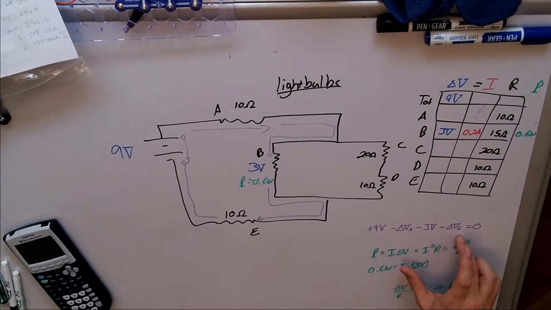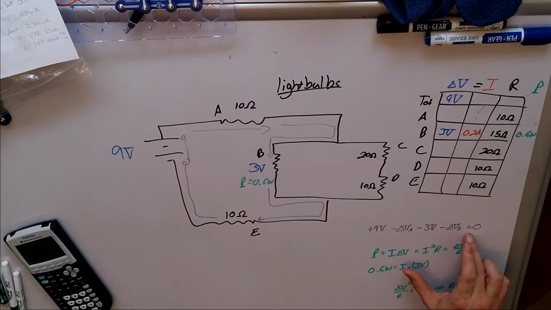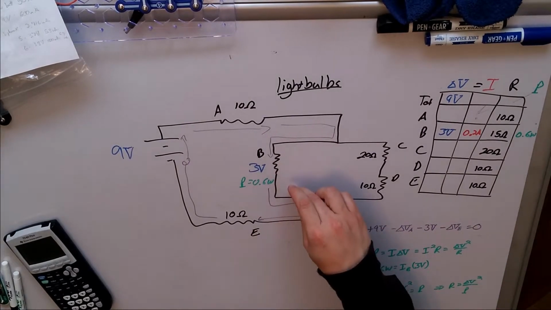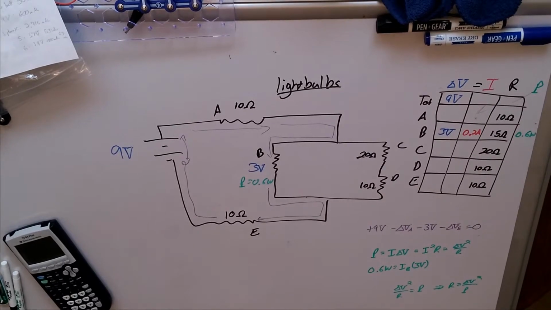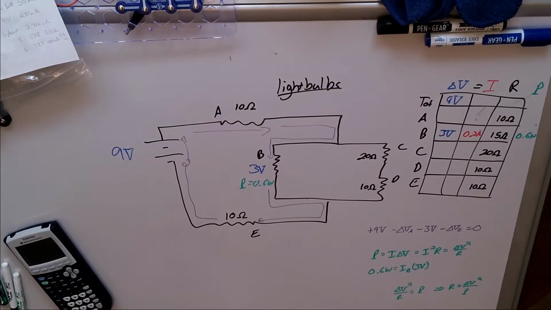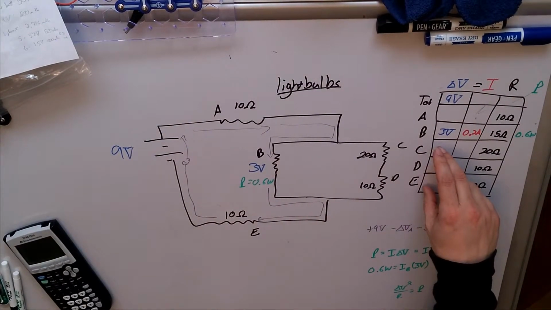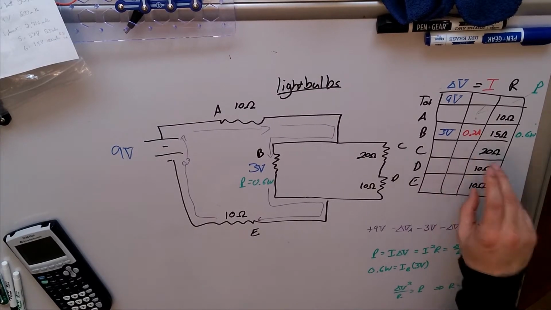I didn't learn anything new about my potential differences, so I know that loop rule is a dead end. And my junction rule, well, I know how much is going through this side, but I don't know how much is going through that side, so I can't really do much with it. So I can't use my trick for the potential differences. I can't use my trick for the currents.